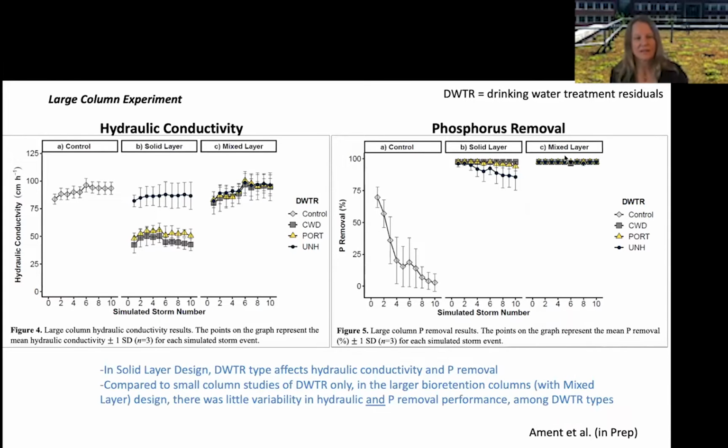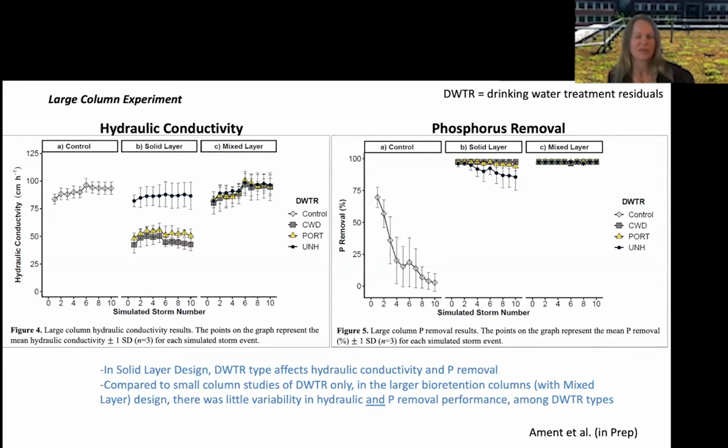So a couple key lessons here. There was a bigger disparity in the solid layer for both hydraulic conductivity and phosphorus removal. And then looking at the mixed layer, when you compare these bioretention columns with all the different media layers to the pure DWTR in the previous, there isn't as much variety overall. So there is less variability in hydraulic and phosphorus removal performance among the types. This may be good news in that you could possibly use a number of different types of drinking water treatment residuals in your bioretention system without risking that one would be so much better than another in terms of phosphorus removal.